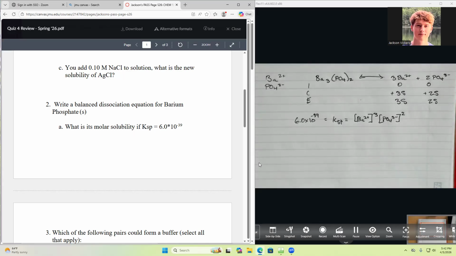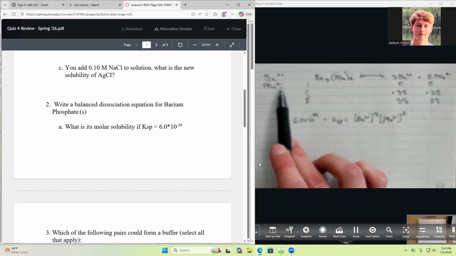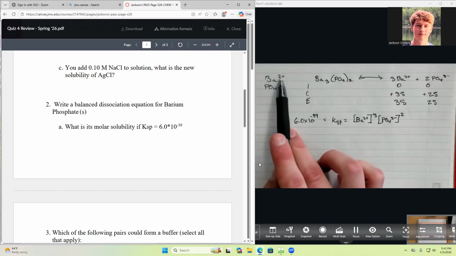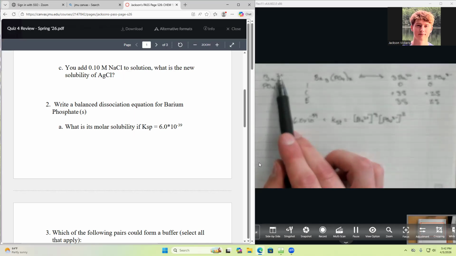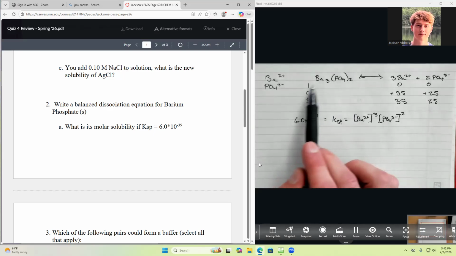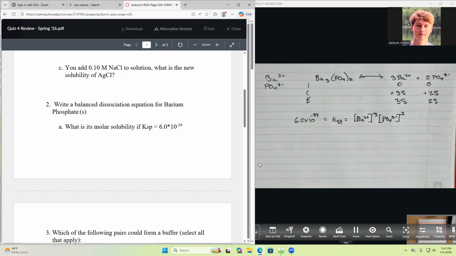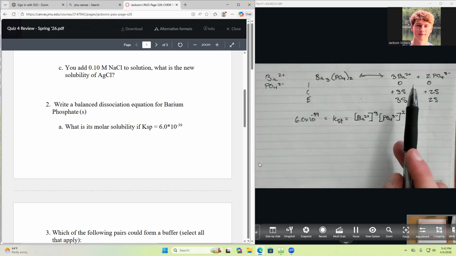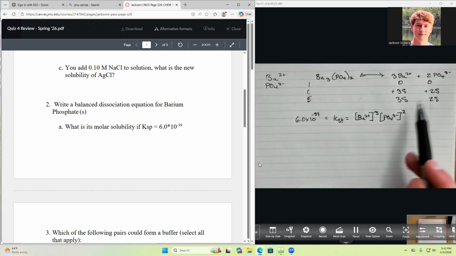So it's a very quick 131 review. Basically the superscript here, the 3 and 2, is going to be kind of flipped. So the phosphate is going to get a 2 in the subscript, and the barium is going to get a 3 in the subscript. If you need help with that, stick after. I'd be happy to work one-on-one with you. But yeah, so we do the normal ICE table stuff. It would be plus 3s and plus 2s, s for solubility.